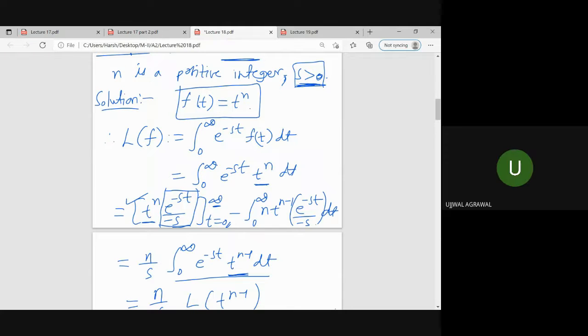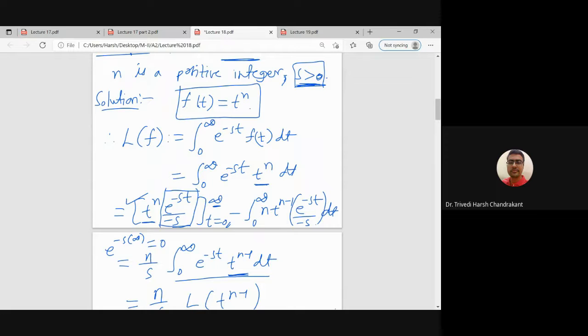One upon minus one upon s. Yeah, so basically e power minus s times infinity, and s is positive. Yes, sir. So what will be this value? That will be 0, right?